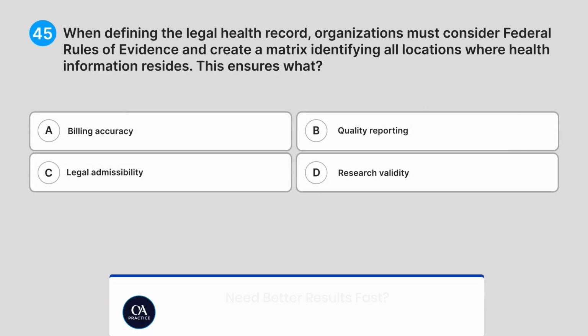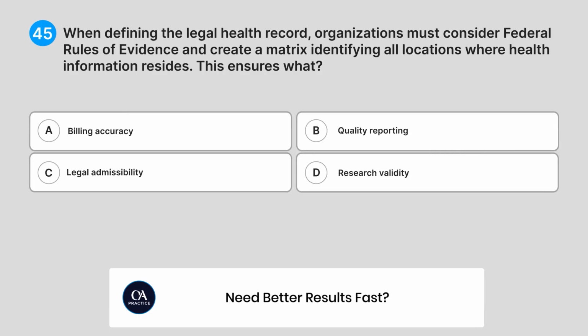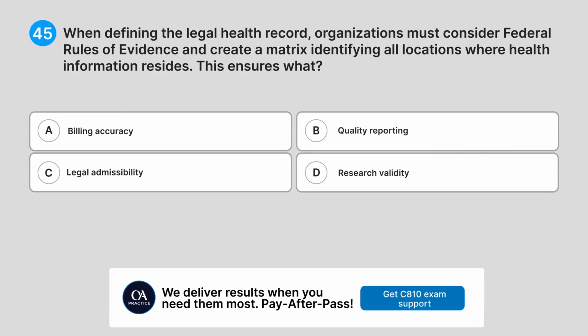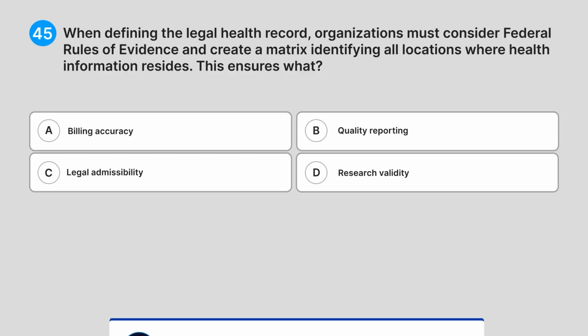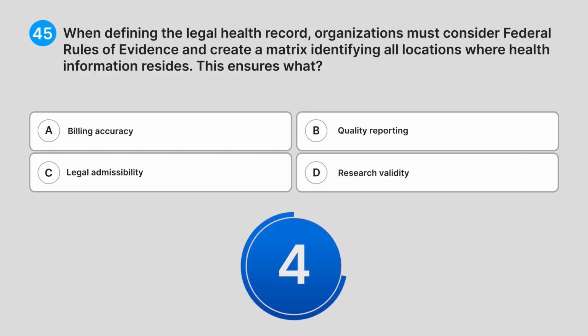45. When defining the legal health record, organisations must consider federal rules of evidence and create a matrix identifying all locations where health information resides. This ensures what? A. Billing accuracy. B. Quality reporting. C. Legal admissibility. D. Research validity. Can you guess the answer?